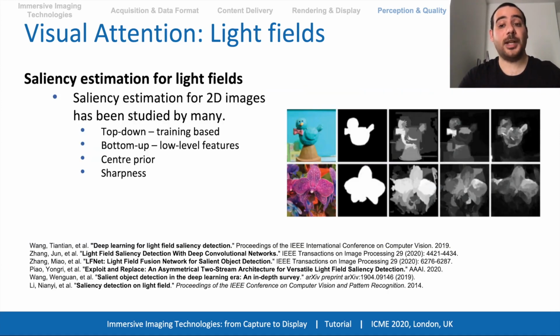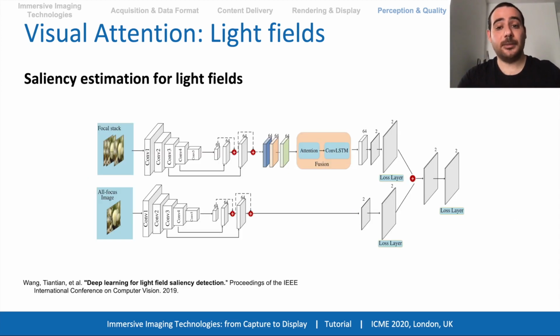There are attempts for saliency modeling of light fields. Existing works focus on all-focus images with human-labeled ground truth binary masks and the corresponding focal stacks for every light field image. One recent example uses a fusion framework that includes two CNN streams. One is for the focal stacks and another one is for all-focus images. The authors also use a recurrent attention network to fuse each slice in the focal stack.